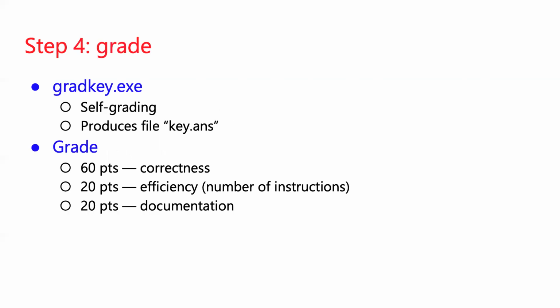When it's time to grade your program, or when you're ready to submit something for a grade, there's a separate program we're giving you called GradeKey.exe, and when you run that, it'll work like the testing program. It'll run your program, but it'll produce a report called key.ans. And this will reflect evaluating your program under some tests and measuring its efficiency and looking at the documentation in your program and making sure that you've got the kinds of comments that we're expecting in the class. And we've already talked about what we expect. That key.ans file is what you'll turn in to get a grade for the assignment.